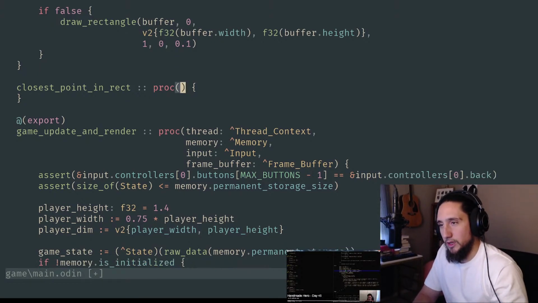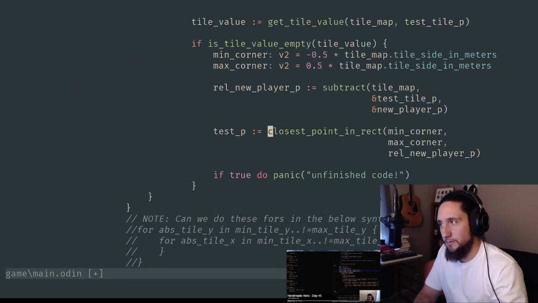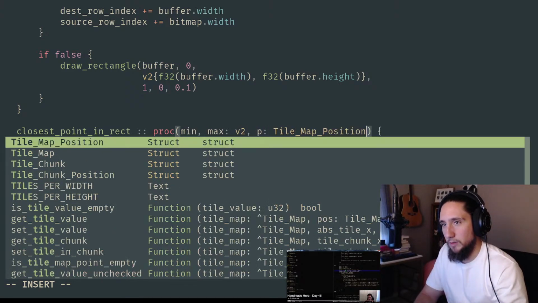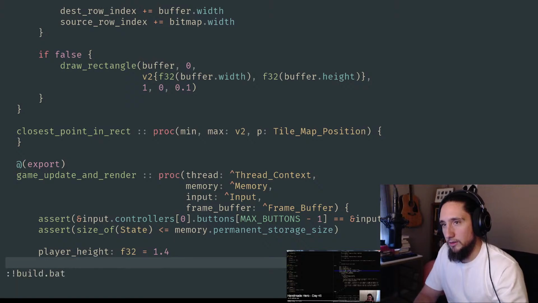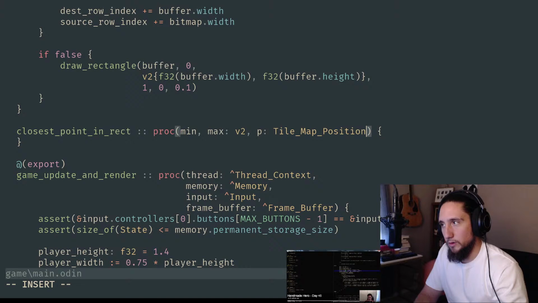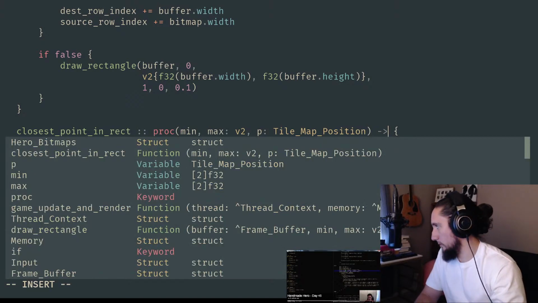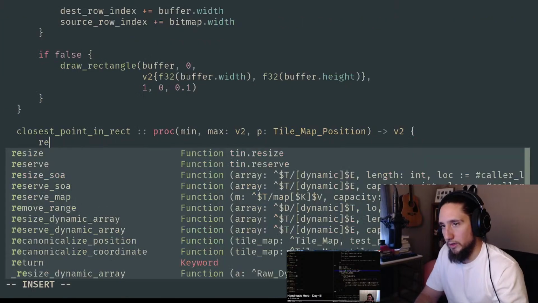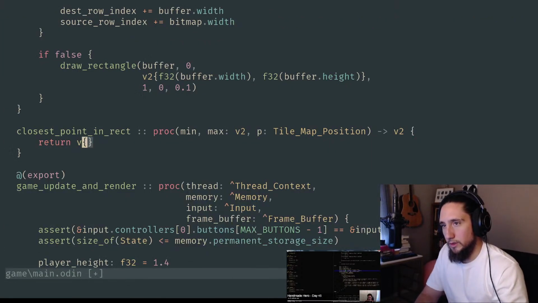So this is going to take, what are those? 2 vectors and then a tile map position. So we will say min, max, vector 2s, and then P is going to be a tile map position. And there we go. Does not return a value. We're going to want it to return a vector 2. And I guess I can just return an empty vector 2.